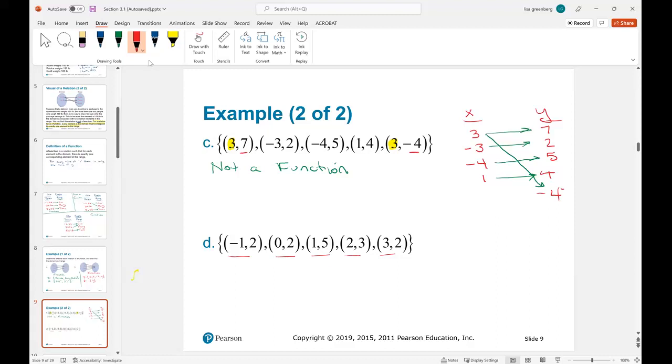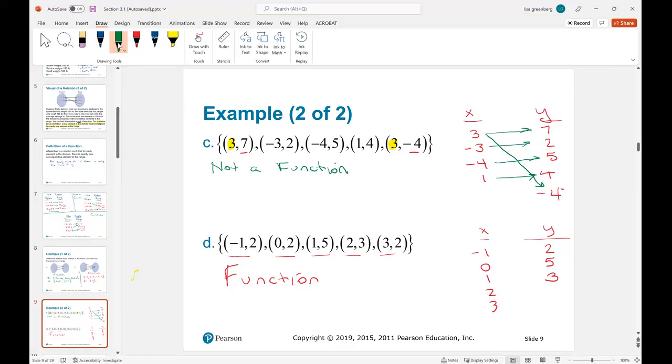So this is a function. If you didn't understand what I just said, that's okay. We can always make a little table here on the side. I'm going to put my X values: -1, 0, 1, 2, 3. My Y values: 2, another 2, 5, 3, and another 2. So that's really all I have for my Y values.